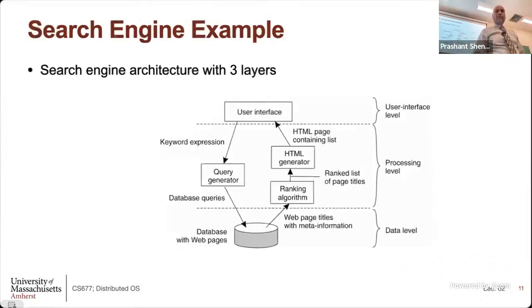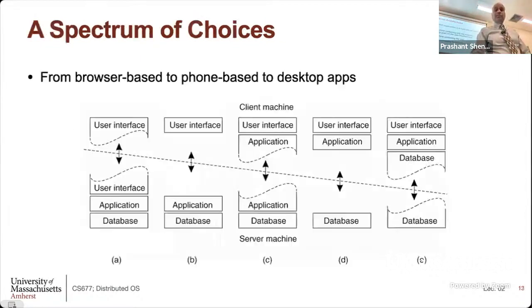Okay, but I didn't tell you where each of those components are running, because we still have a client machine and a server machine. Depending on where you put these tiers, you'll get different types of systems. So here's a picture that's going to show you a spectrum of choices.